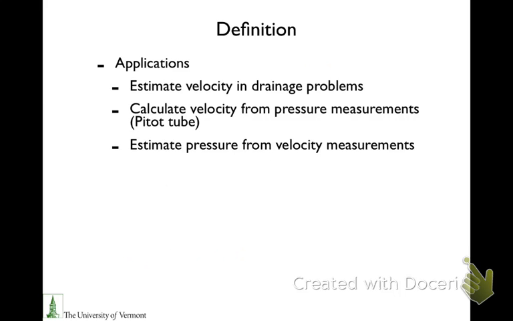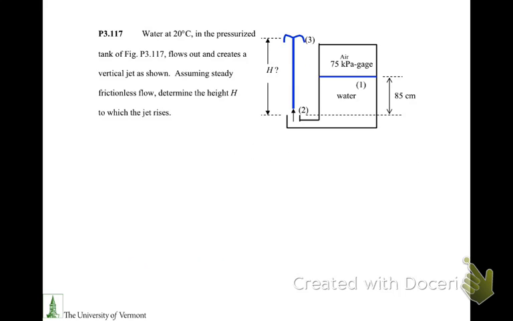Applications include estimating velocity in drainage problems, calculating velocity from pressure measurement, that's a pitot tube, and estimating pressure from velocity measurement. We really need to remember this is an estimate for most of those applications. So here's a quick problem that we can solve with Bernoulli.